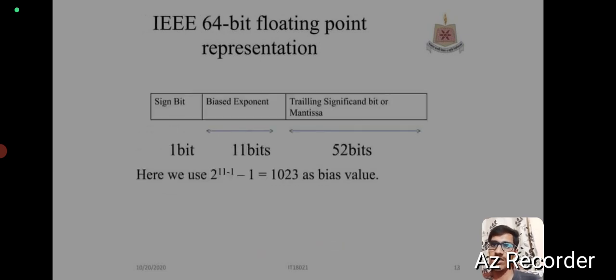Here comes the 64-bit representation of a number. The procedure is the same as the 32-bit, but there is a small change in the division of the three parts. The first bit is as usual the sign bit of 1 bit. Here the biased exponent expands to 11 bits, and the mantissa part also grows to 52 bits, and the bias value also increases over here.